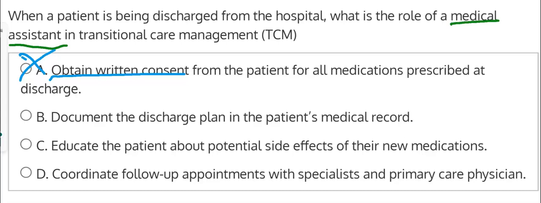Option B says document the discharge plan in the patient's medical record. And documenting a plan related to discharge, that would be something that also is more the provider's responsibility with that type of charting. So we can eliminate option B.